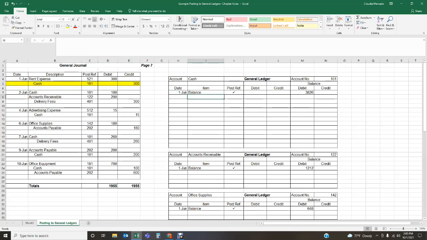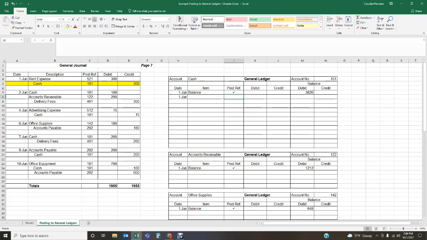So I'm going to start off. This transaction happened on June the 1st. Okay, so make sure that you just copy the information just like you have it on your journal. You're just copying and pasting. On the item, you leave it blank. You don't have to enter anything unless it's a balance or an adjusting entry.